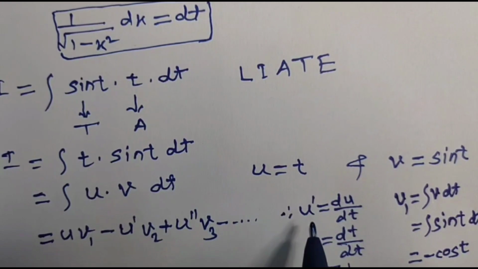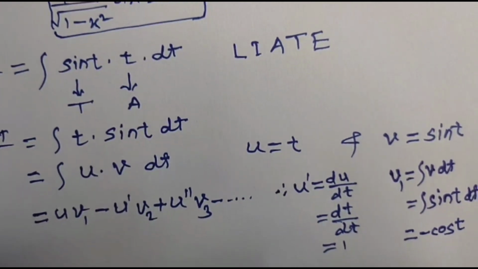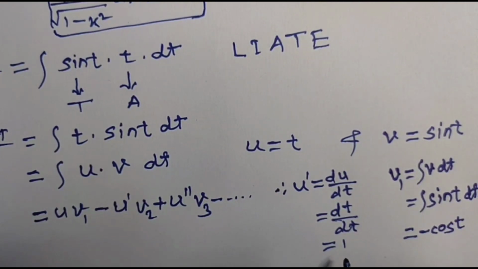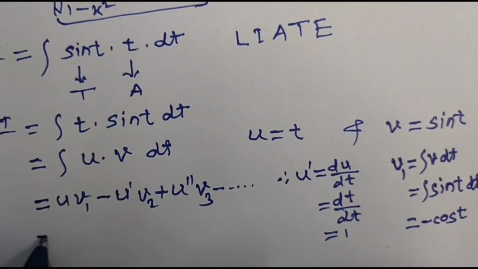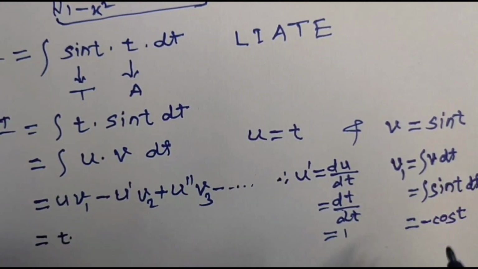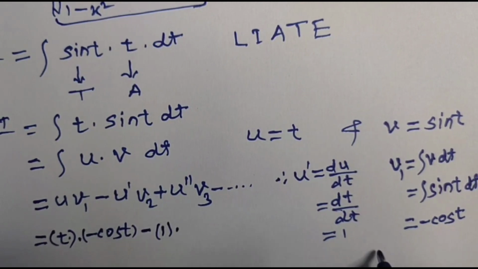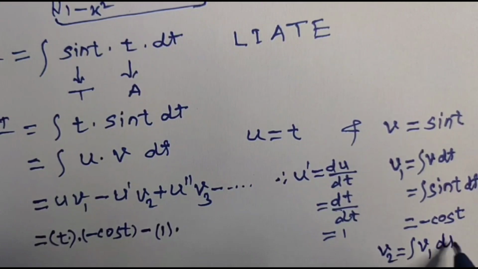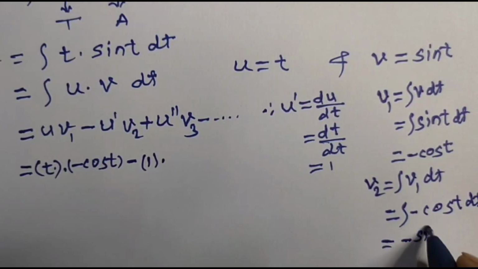Now the derivative of u with respect to t. The first order derivative is a constant number, then the next derivative u double dash will be 0. So this is sufficient. You can put here u into v1. u is t and v1 is minus cos t. And then minus u dash. u dash is 1 into v2, which is the integral of v1 with respect to t, and the integral of minus cos t is equal to minus sin t.